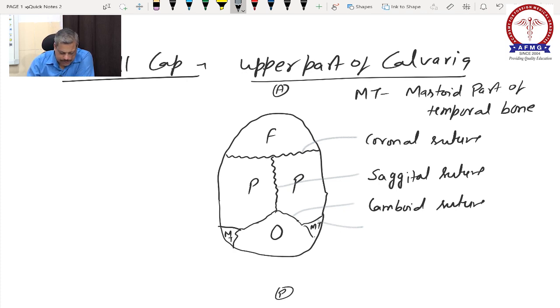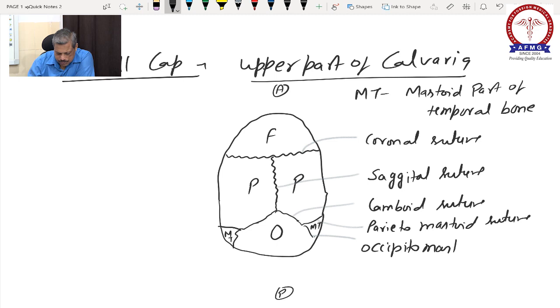This suture is known as the parieto-mastoid suture. This is the occipito-mastoid suture. This is the parieto-mastoid suture. This is the occipito-mastoid suture.